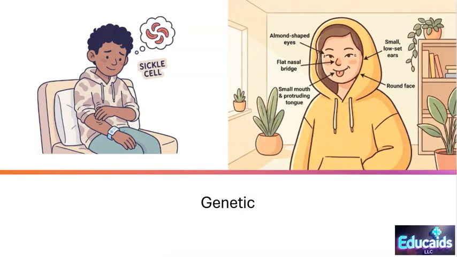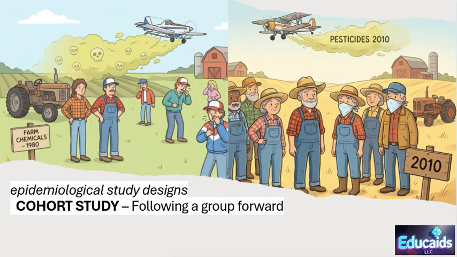We have genetic classifications of diseases. So, sickle cell anemia, that is a genetic condition. Down syndrome, that is also a genetic condition that has very distinctive characteristics like a small protruding tongue, a flat nasal bridge, almond shaped eyes, things like that.